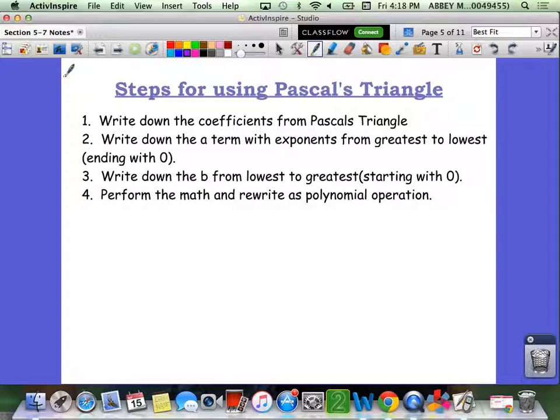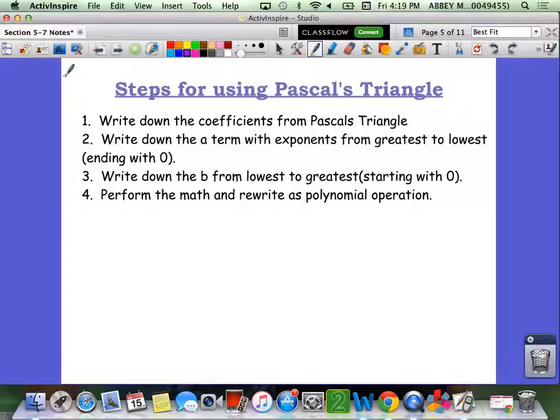Now, here is the meat and potatoes of today's lesson. You need to reference these and write these down. These are the steps that we use when dealing with Pascal's triangle. The first thing that we're going to do is write down the coefficients. I'm going to make a note here. Listen to me say this. You're going to write these terms vertically, and you'll see why I do that on the next slide.